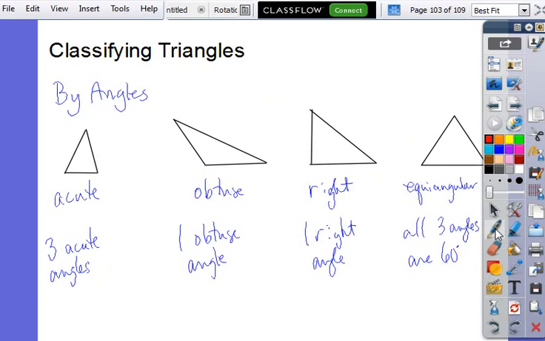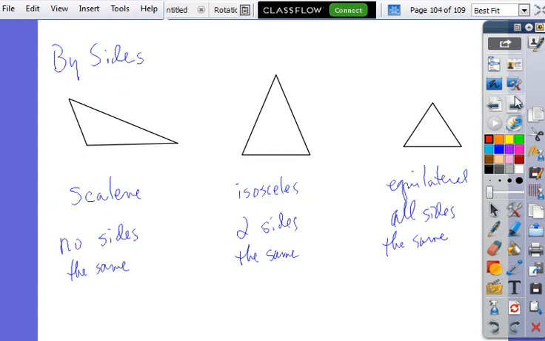All right, if you're classifying triangles by the angles, acute has 3 acute angles, obtuse has 1 obtuse, right has 1 right, and equiangular means all of them are 60 degrees. If it's by the sides, scalene means no sides are the same, isosceles is 2 sides are the same, equilateral is all three the same. Now, isosceles, that's what it looks like. We've got two sides the same. You need to realize if you've got two sides the same, you also have two angles the same.